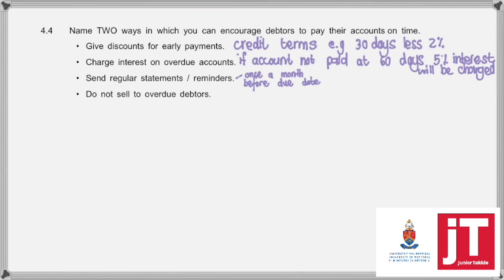And then they say, do not sell to overdue debtors. So if the account is overdue, let's say more than 90 days, freeze the account and don't let them buy more unless they make a payment on this account.